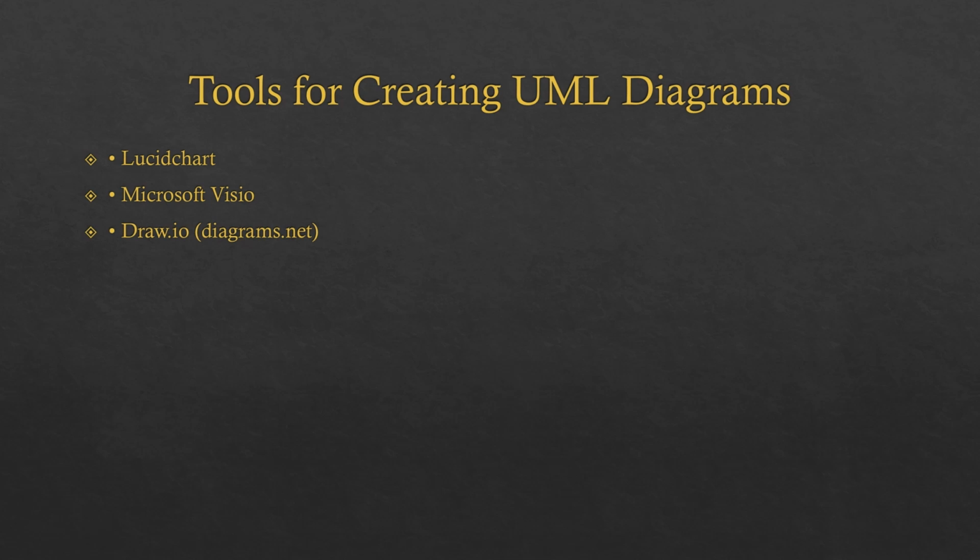Tools for creating UML diagrams. To create UML diagrams, we will need the right tools. Popular options include Lucidchart, Microsoft Visio, and Draw.io. Lucidchart is great for cloud-based collaboration. Visio is ideal for enterprise level diagramming, and Draw.io is a free open source tool that's perfect for smaller teams or individual use.